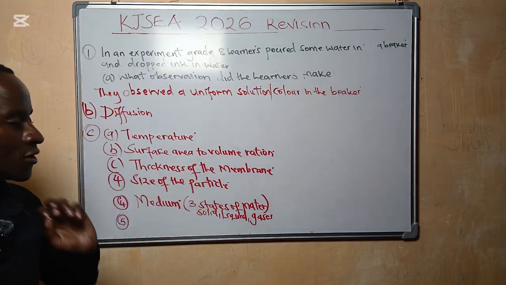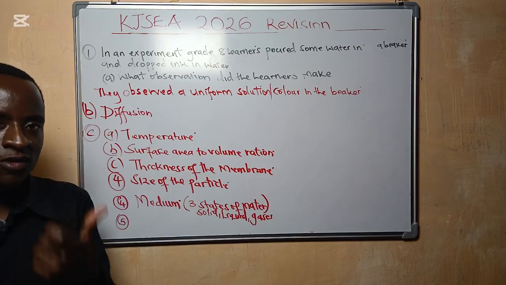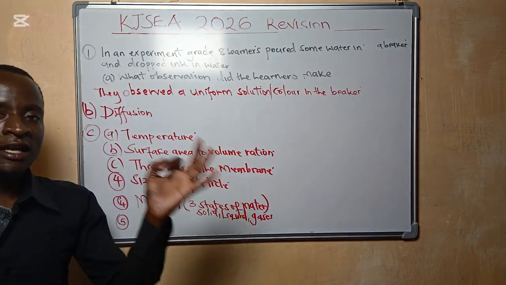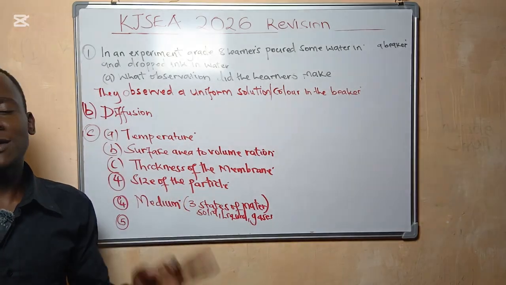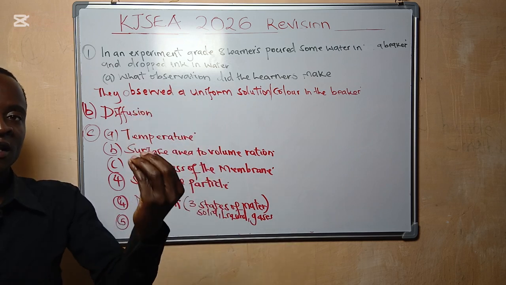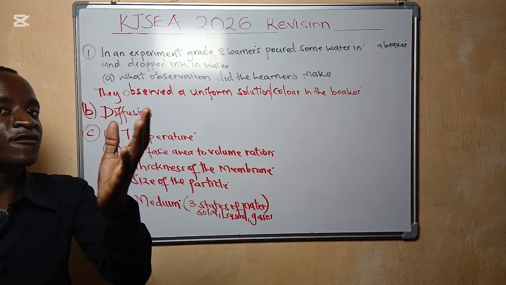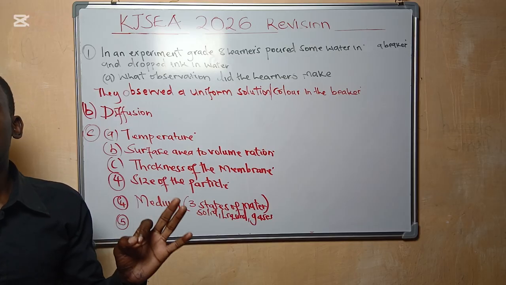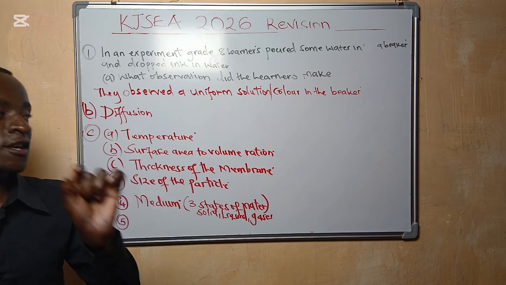The size of the particles. How does the size of particles affect the rate of diffusion? Very simple. Large and heavy particles diffuse slower than small and light particles. If you have large particles, large in terms of weight, and big particles, they take a lot of time to diffuse compared to when you have small and light particles. So we therefore say light and small particles diffuse faster than large and heavy particles.